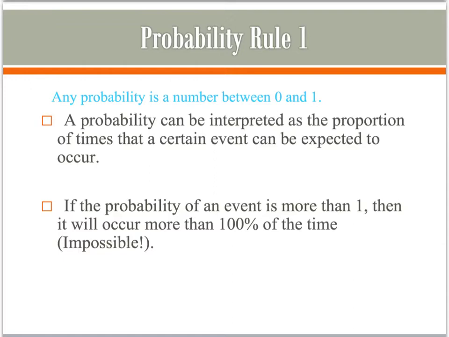So if the probability were more than 1, it would say that it would occur more than all of the time, which is impossible. And if it's less than 0, it would mean that it occurs less than no times, which again is impossible. So all probabilities are numbers between 0 and 1 inclusive.